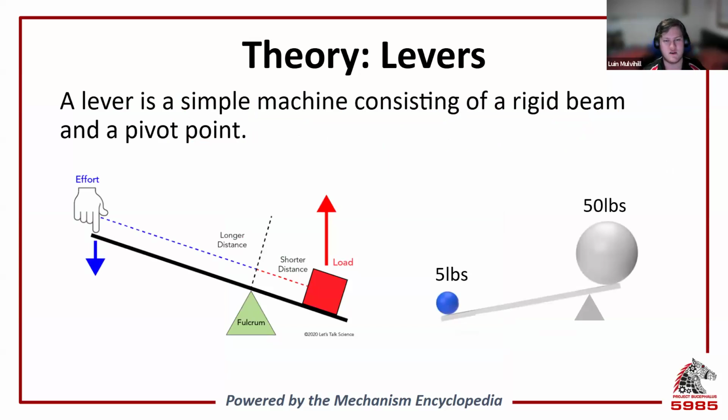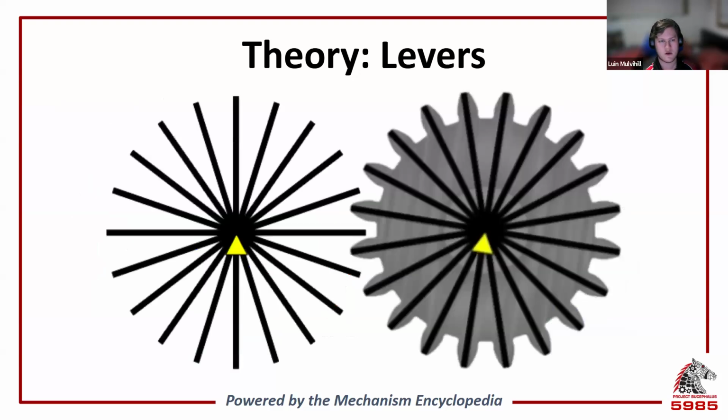In a first-class lever, the pivot point or fulcrum divides the rigid beam into two arms. The arm that has the input force is called the effort arm, and the arm that has the output is called the load arm. If the effort arm is longer than the load arm, mechanical advantage is created. Inversely, if the load arm is longer than the effort arm, you have a mechanical disadvantage. So pictured here is a first-order lever, where the fulcrum is between the effort and the load, like a seesaw.